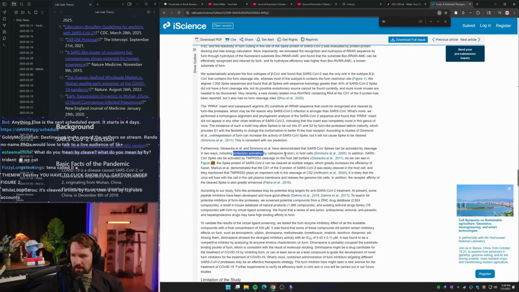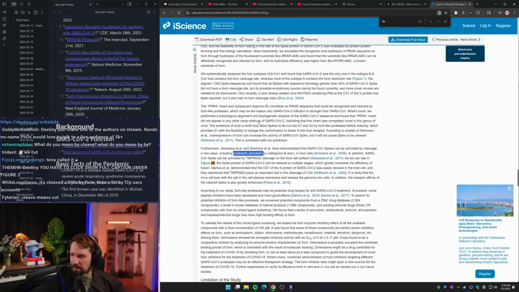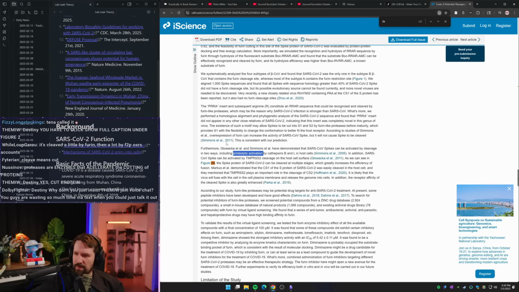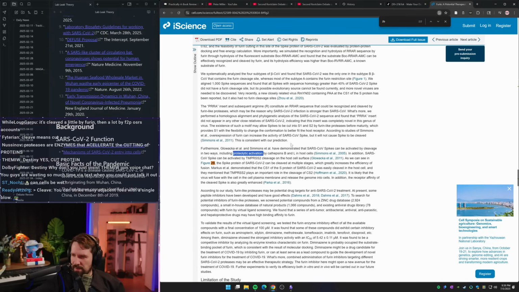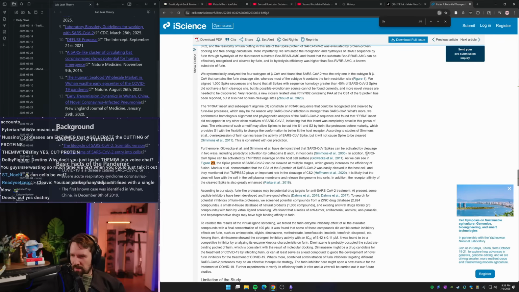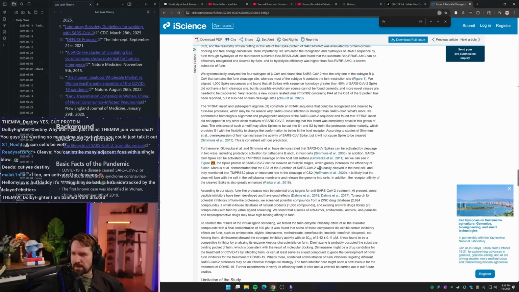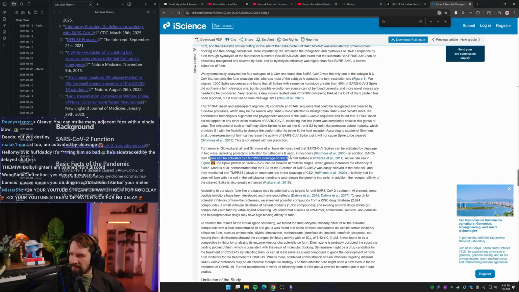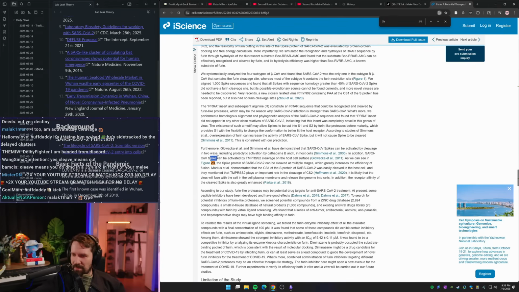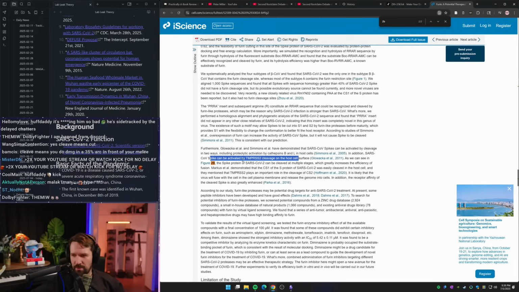Okay. In addition, SARS-CoV spike can be activated by TMPRSS2 cleavage on the host cell surface. When it says the spike can be activated, does that mean it can bind? Is that what activated means? Or does it mean activate as in once it's activated, it's cut off and then it's shed? As we can see in figure 2b, the spike protein of SARS-CoV-2 can be cleaved at multiple stages, which greatly increases the efficiency of fusion.